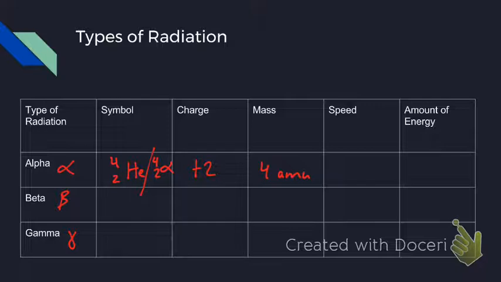For beta, you can have, so that's the symbol for a beta particle. It's a -1 charge. Some people also write it like this, because it looks like an electron. It has 0 mass, it has a -1 charge, 0 AMU. And then the gamma looks like this.